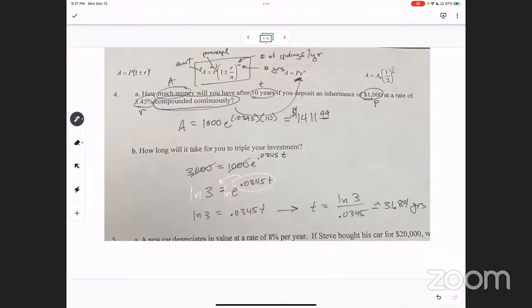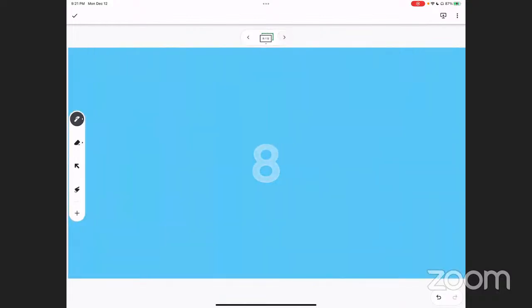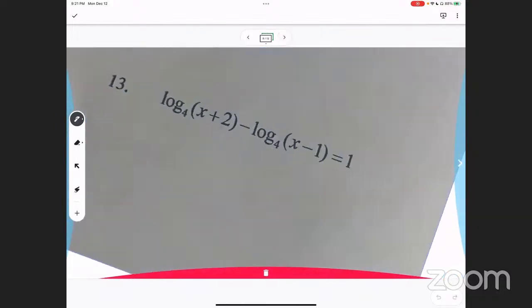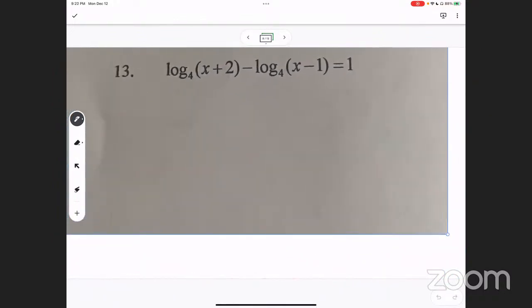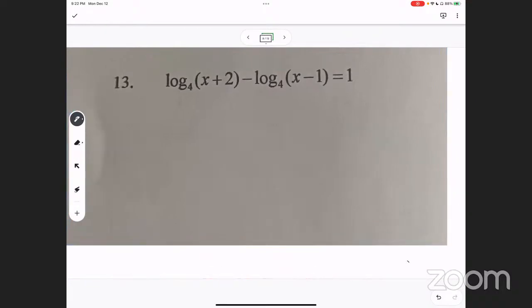Okay. Yep. All right. Do you remember what to do for this one? Put the x plus 2 over the x minus 1. Good. So the log base 4 of x plus 2 over x minus 1 equals 1. And now what?